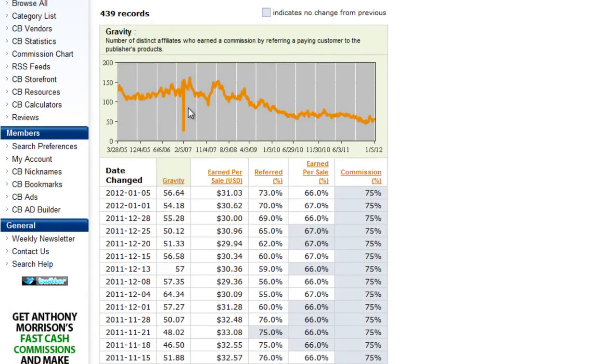So as you can see, this product came out in 2005, I think I said it was. It had quite a high gravity, 150, and it's gone down to about 50, which is still pretty good. But you can see, I mean, it's on a downward decline, but it's not huge, because this is such a long period of time. That's not too bad. If this was over the period of a year, I probably wouldn't promote this because I wouldn't build a review site on a product like this because it's on a downward decline. But this is a very, very long period of time, so it's not too much of a downward decline.